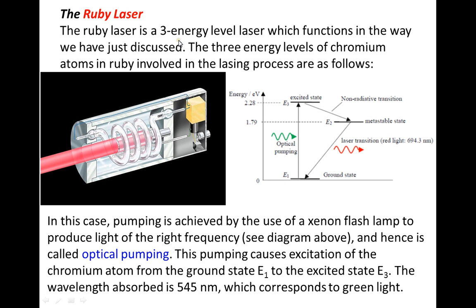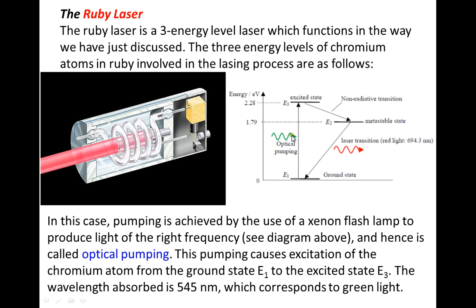The ruby laser is a 3-energy level laser which functions in the way we have discussed. First, pumping is achieved by the use of a xenon flash lamp to produce light of the right frequency, and this is called optical pumping. This pumping excites the chromium atom from the ground state E1 to the state E3. The wavelength absorbed is 545 nanometers, which corresponds to green light.